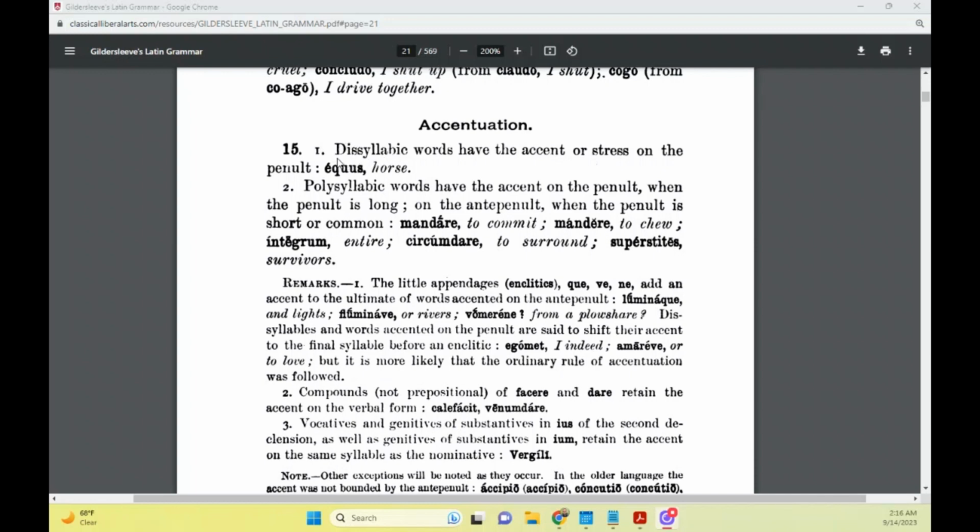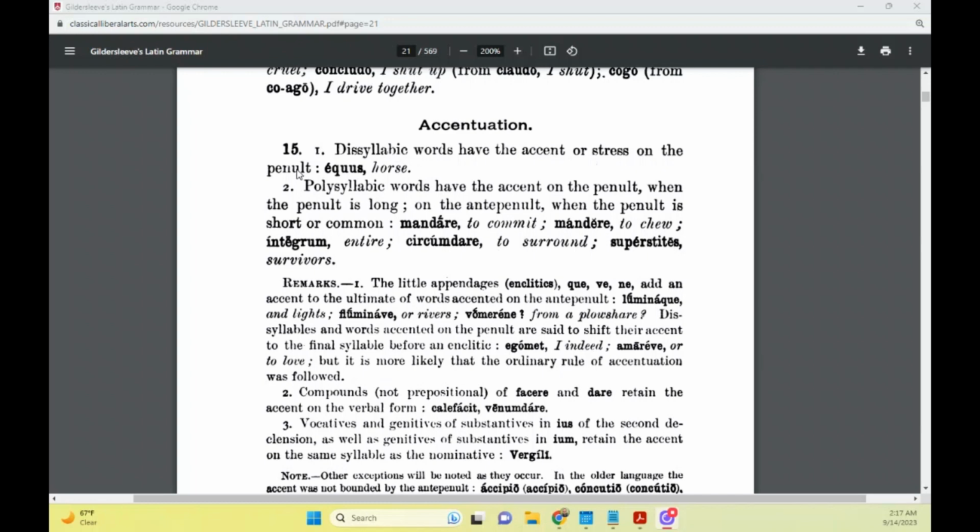Di just means two. Think like diphthong, two sounds. Disyllabic words are words that are made up of two syllables. So it's very simple. Disyllabic words, two-syllable words, have the accent or stress on the penult, that is, on the next to last syllable, or the first syllable, since we're talking about words that only have two syllables. So the first syllable of a two-syllable word is always accented.